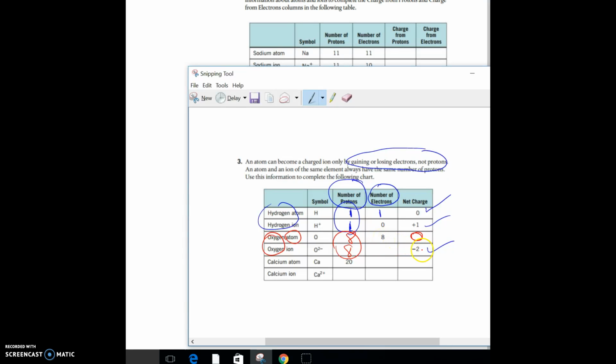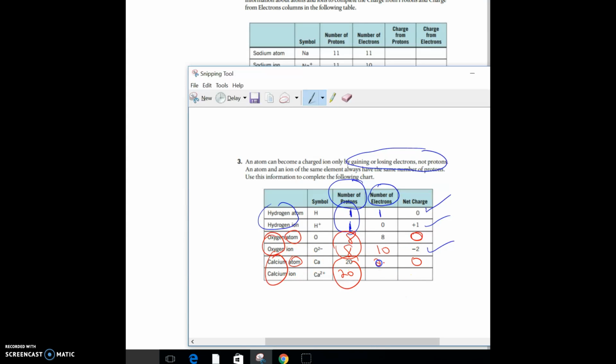Well, to get a negative 2 charge, I would need more negative stuff. So that means I need 10 negative things to compensate for the 8 positive and still have 2 negative left over. Here, again, calcium with calcium. Protons are permanent. And so then I know atoms, I'm like, okay, they have to be neutral.